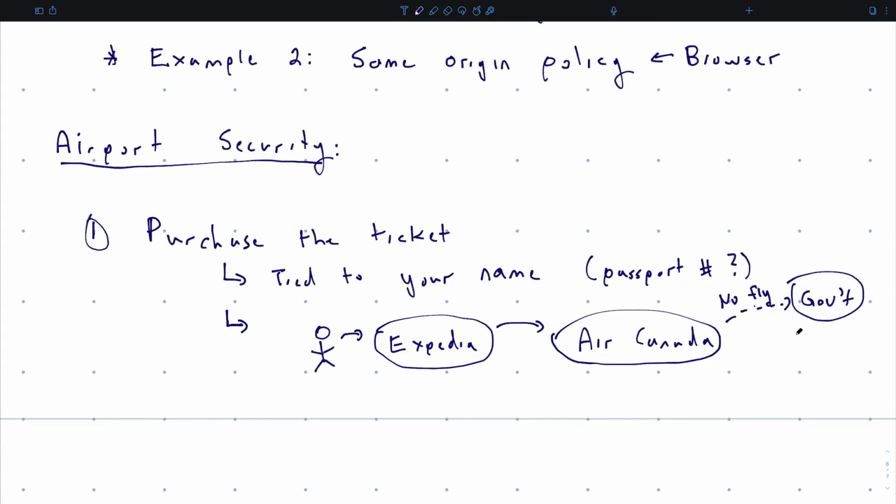Air Canada doesn't have the list, okay? So the government doesn't just give the list to Air Canada and say, okay, you check yourself. They have to go to the government and check it. It's sort of like top secret information. And so then the government will say yes or no.